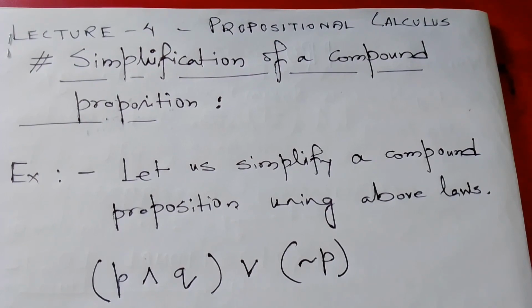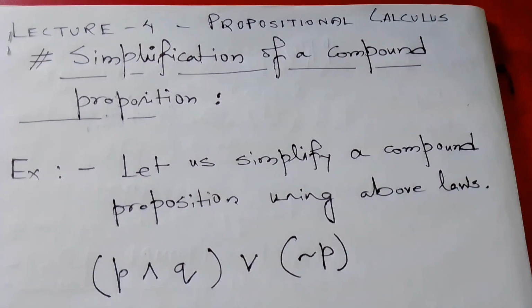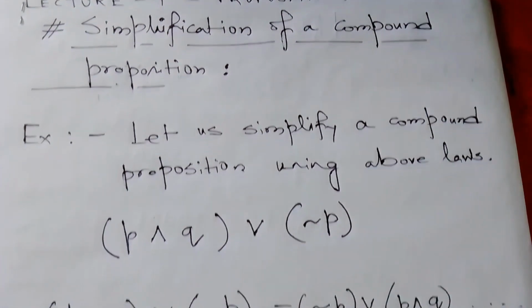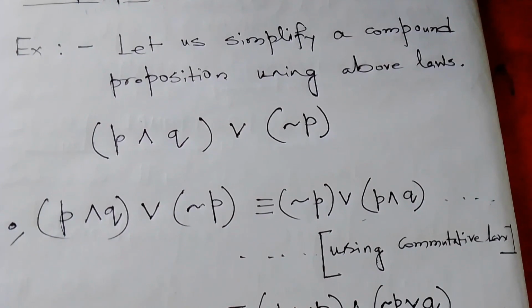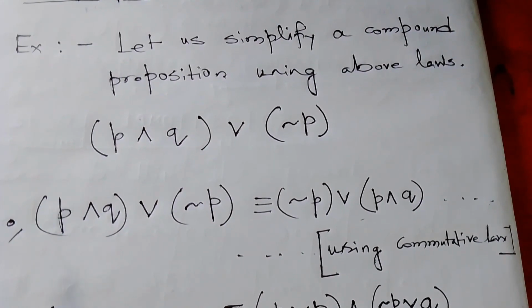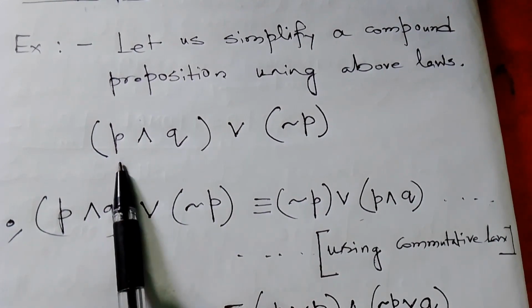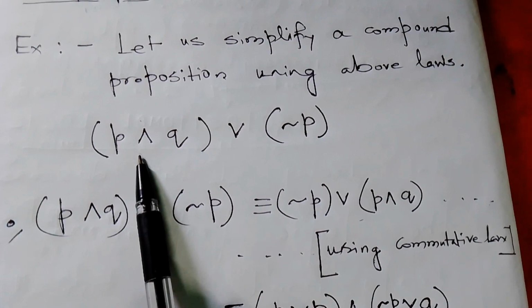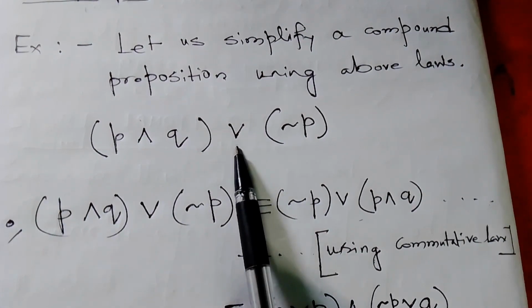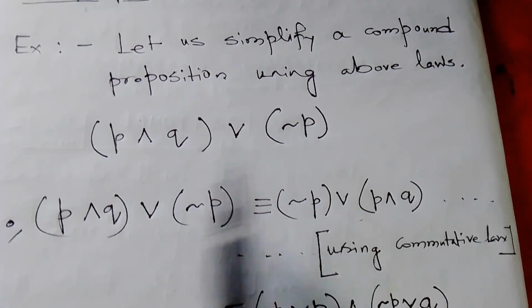And now we will simplify a compound proposition using those algebraic laws of connectives. So let me take you to the example. Let us simplify a compound proposition using the above laws. So this is the proposition: (P conjunction Q) disjunction negation of P.